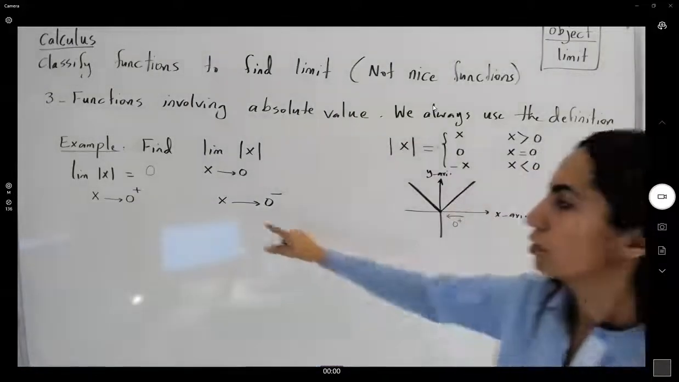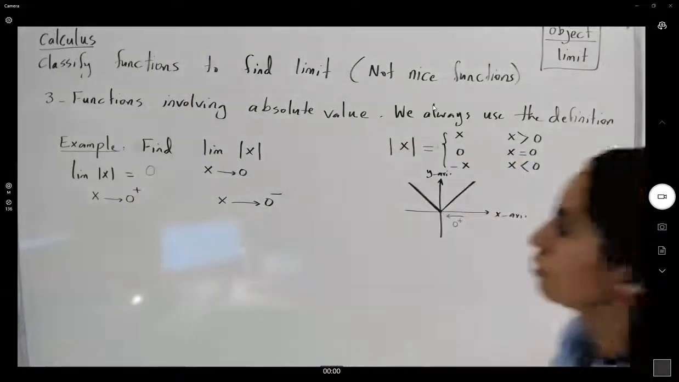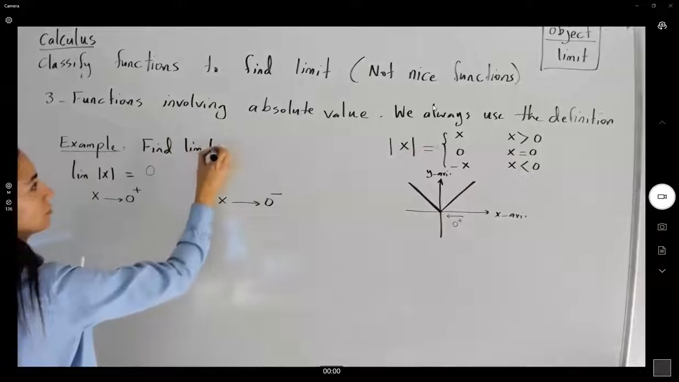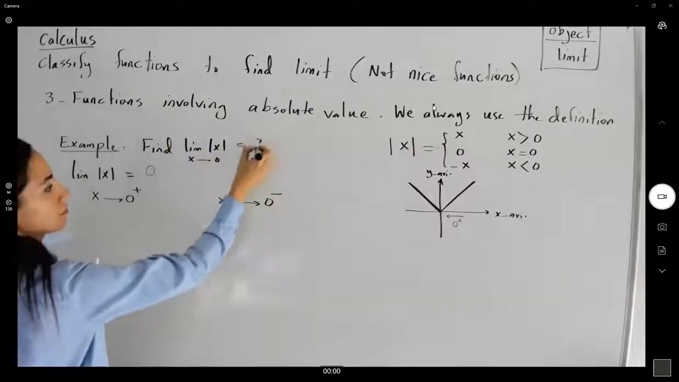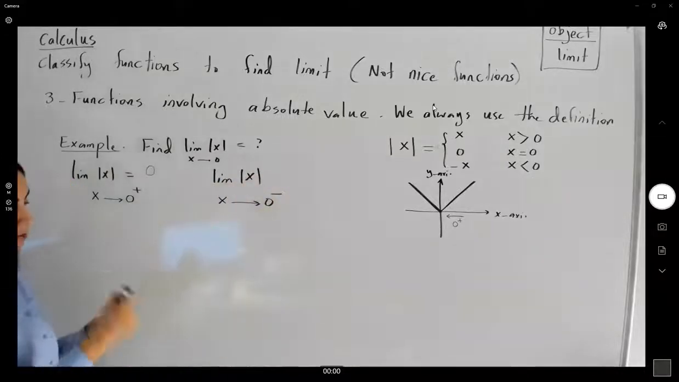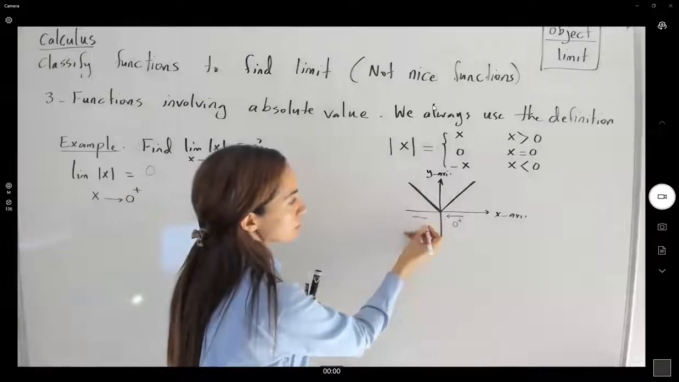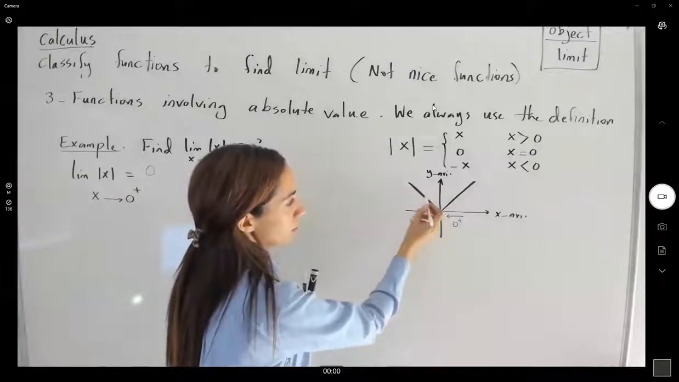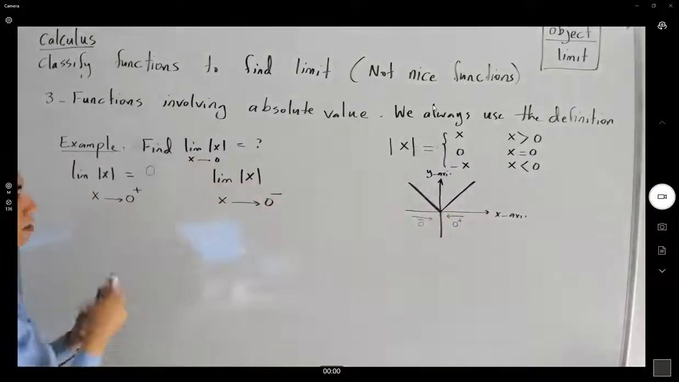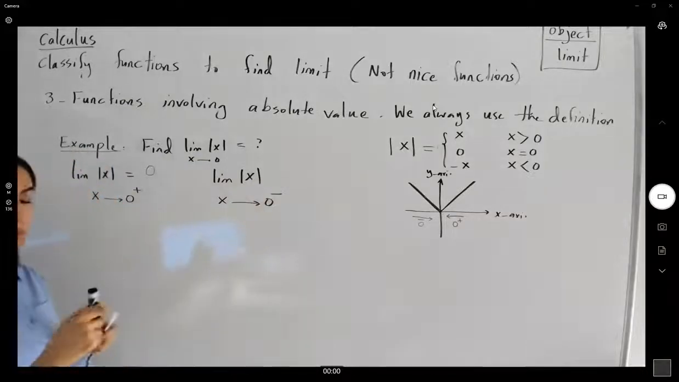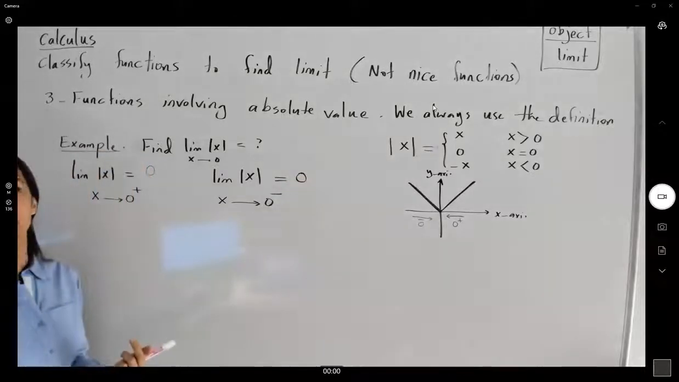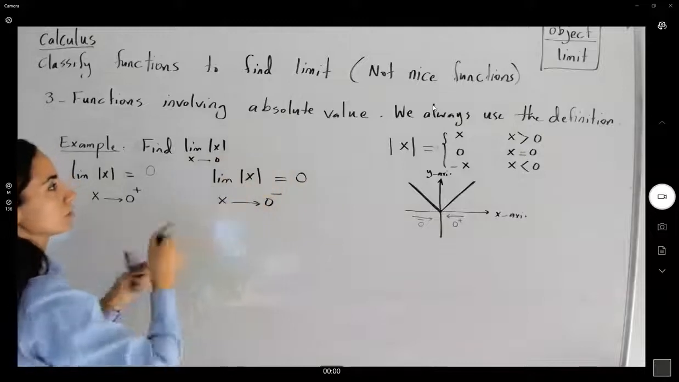What if I go to 0 from left-hand side? What would be the limit of absolute value? The limit of absolute value of x as x approaches to 0 from left-hand side. We are getting closer and closer to 0 from left-hand side. What is the y value? The y value is getting closer and closer to 0 on y-axis. This guy is also equal to 0. 0 is equal to 0. Yes. What's the meaning of that?